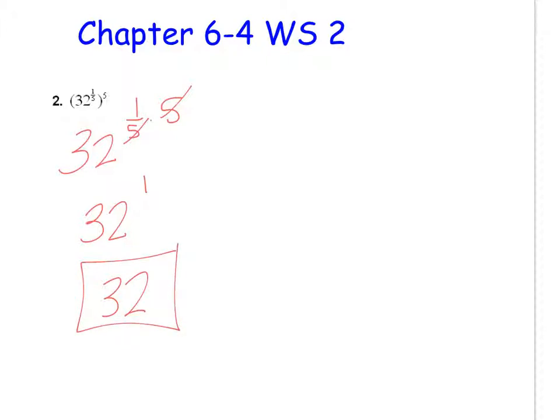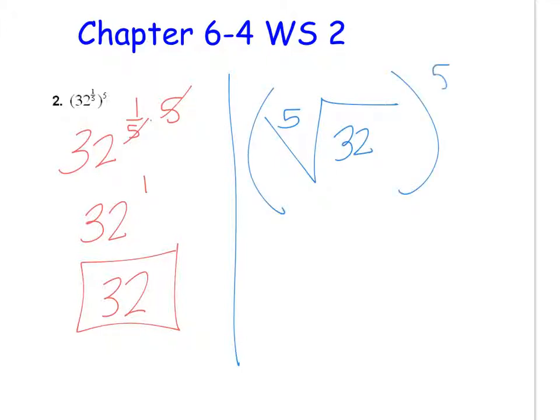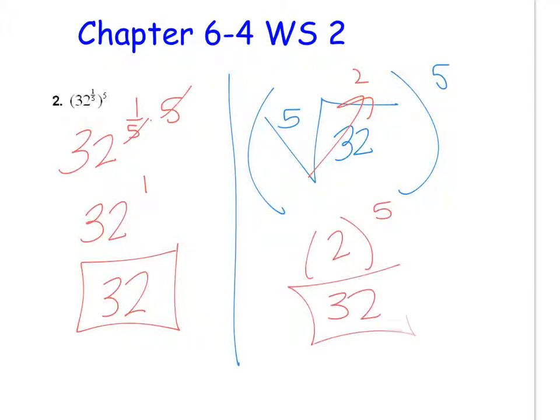Now I'm going to show you another way that we do that. Another way you can do it is to put this in power over root format. This is going to be the 5th root of 32 raised to the power of 5. Well, what number multiplied by itself 5 times is 32? That comes out as a 2. So what we have here is 2 to the 5th power, and 2 to the 5th power is 32. So I did the problem 2 different methods, but you can still get the same exact answer.